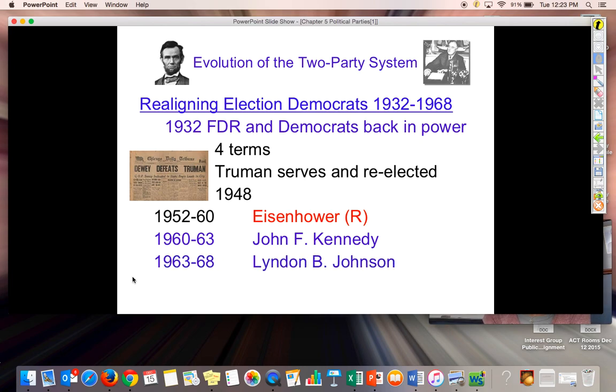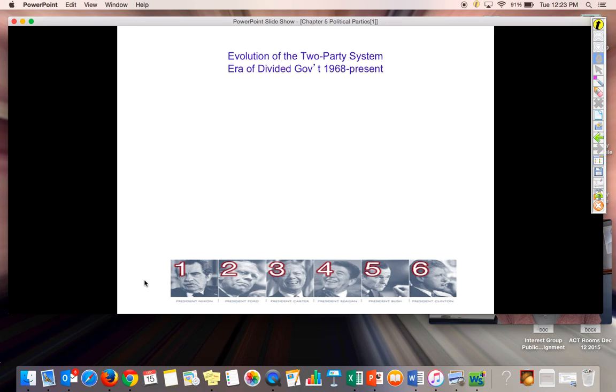When he is assassinated in 1963, Lyndon B. Johnson serves that last year and then is re-elected on his own. I will show you a video clip later when we come back from break where Lyndon B. Johnson states that he will not seek nor will he accept another term as President of the United States. So he decides very late in the game not to run for re-election in 1968.